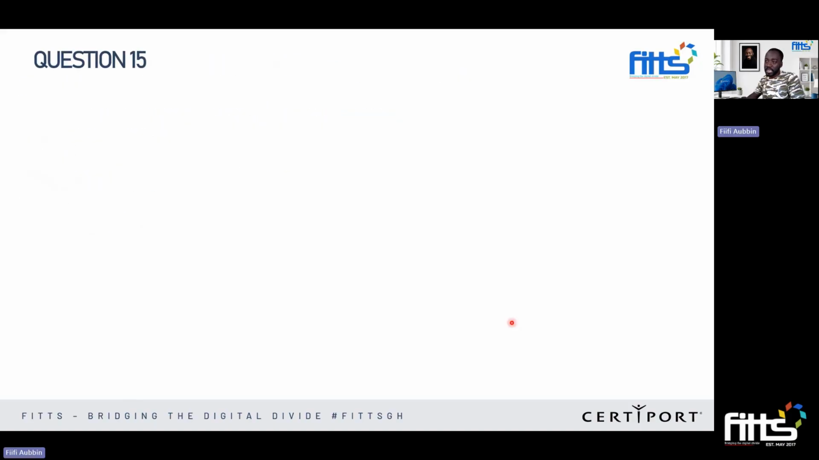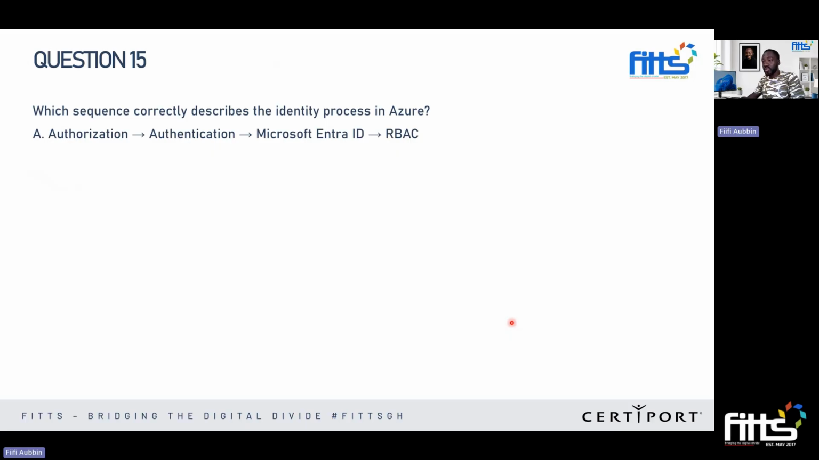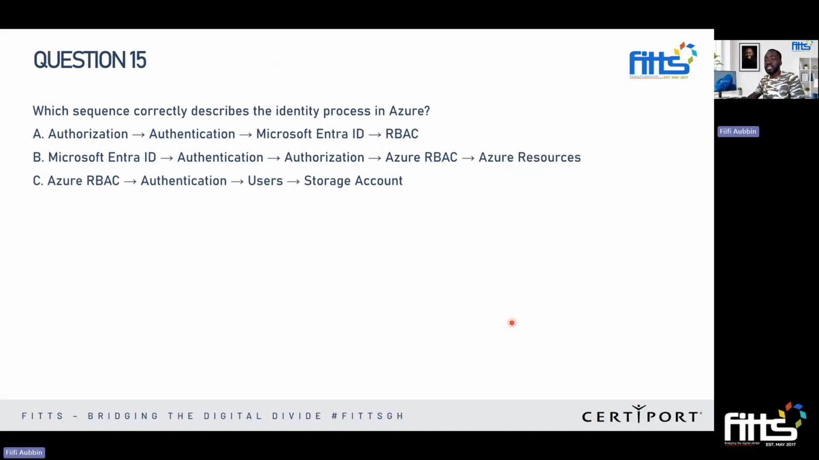And then last but not the least, question number 15, we're looking at which sequence correctly describes the identity process in Azure. Is it authorization, authentication, Microsoft Entra ID, and RBAC? Is it Microsoft Entra ID first, authentication second, authorization, Azure RBAC before Azure resources? Is it C, Azure RBAC, authentication, user storage account? Is it D, virtual machine authentication, Microsoft Entra ID? So if you're thinking it's B, then you are right.